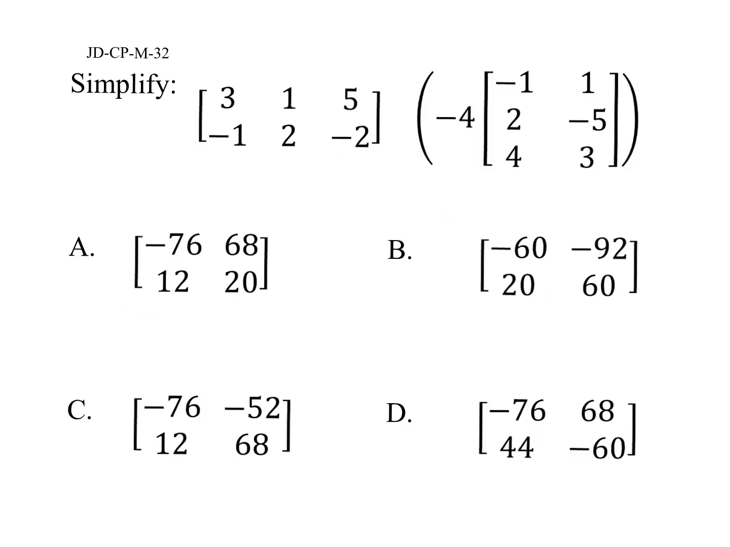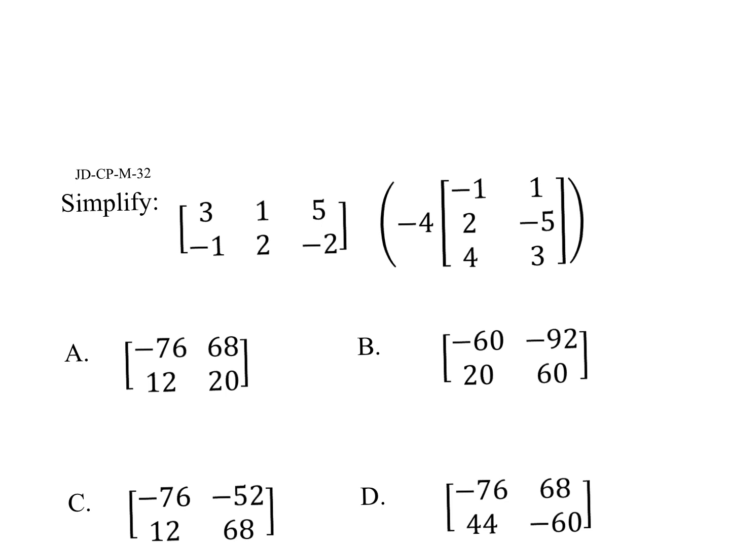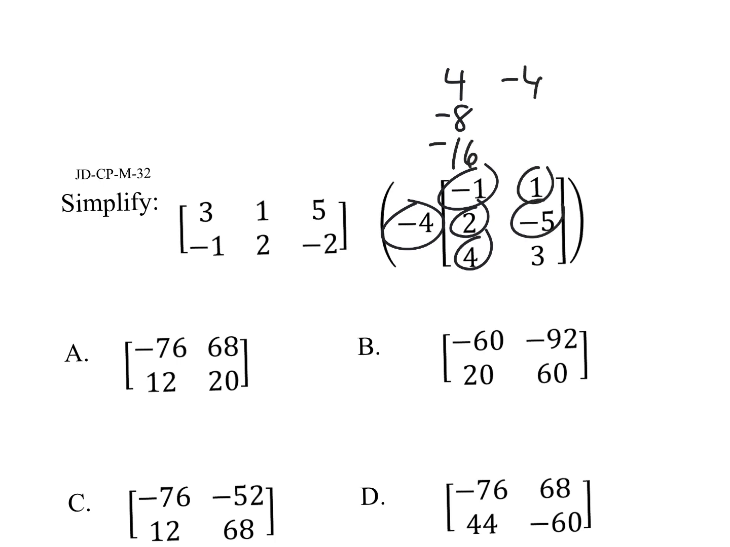32, they want us to simplify this. First thing would be to multiply everything in the second matrix by -4. I'll just write that up above here, I guess. So -4 times -1 would be 4. -4 times 2 is -8. -16, -4, 20, and -12.